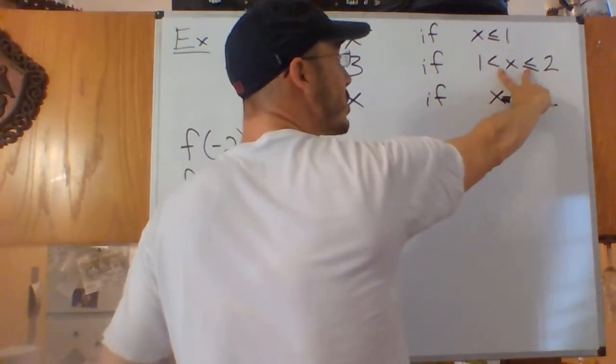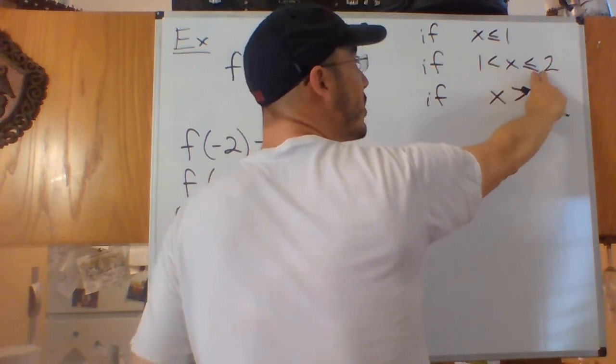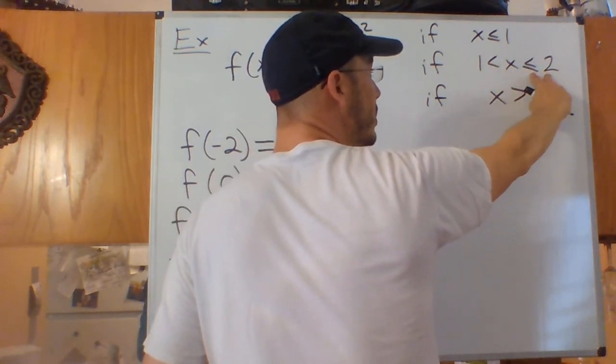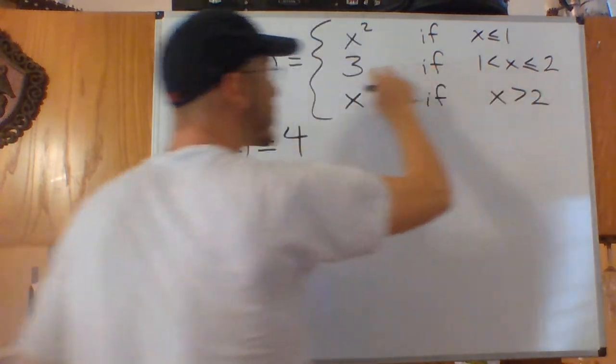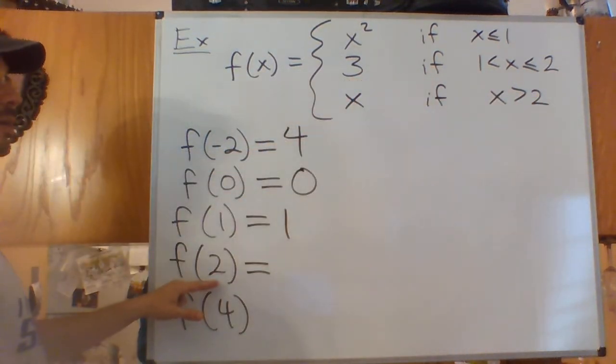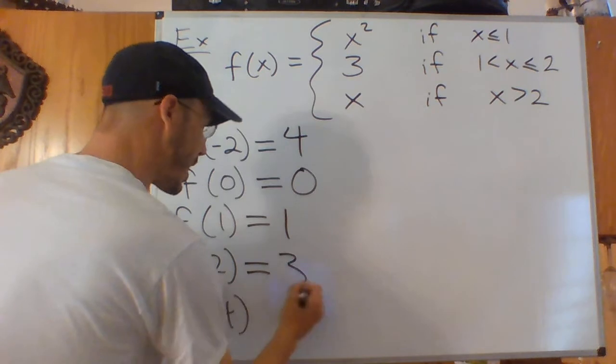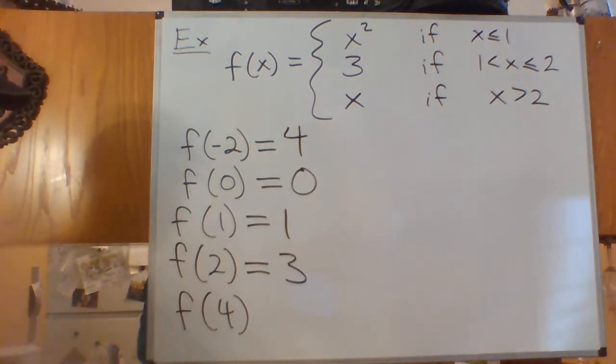2 is less than or equal to 2. In fact, 2 is between 1 and 2, if we're including 2 there. So this is the formula I wanted. If x is between 1 and 2, then f of x is 3. That's it. It's a constant function for that interval.